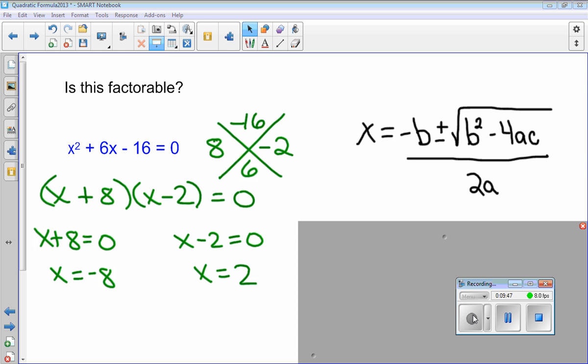Maybe your teacher sung it to you before, I don't know. But I'll sing it to you now. Ready? x equals negative b plus or minus the square root of b squared minus 4ac over 2a. One more time. x equals negative b plus or minus the square root of b squared minus 4ac over 2a.